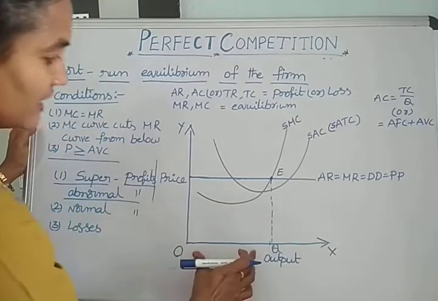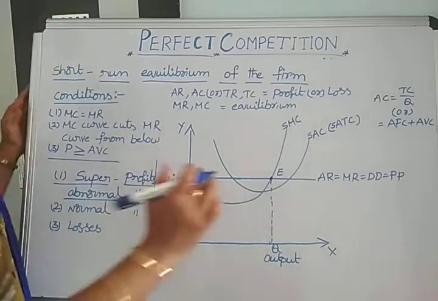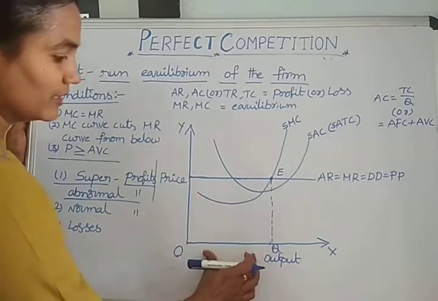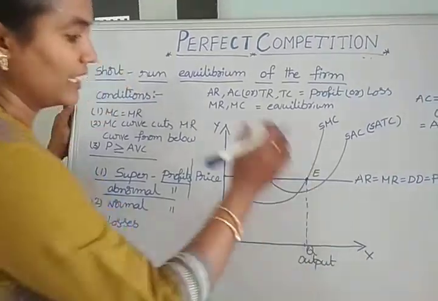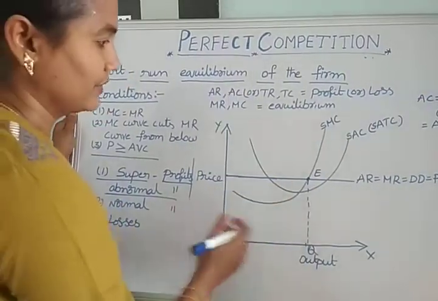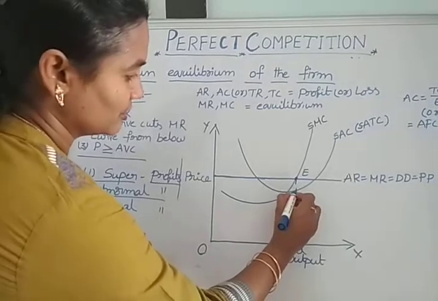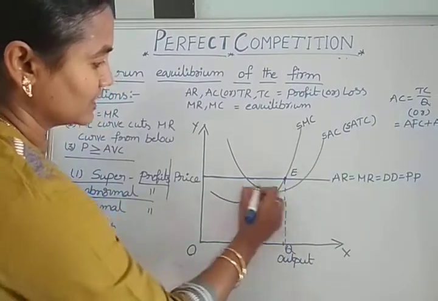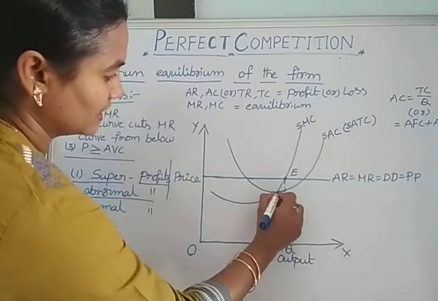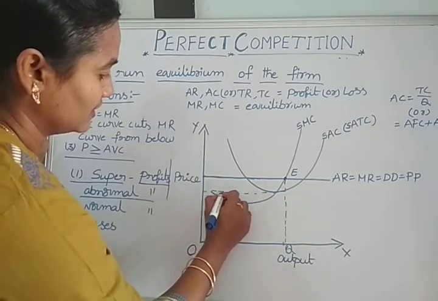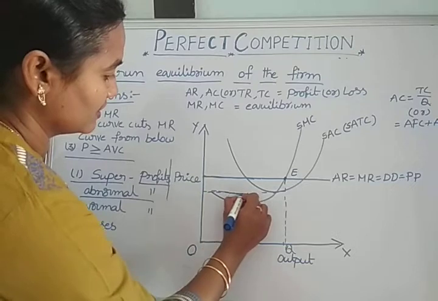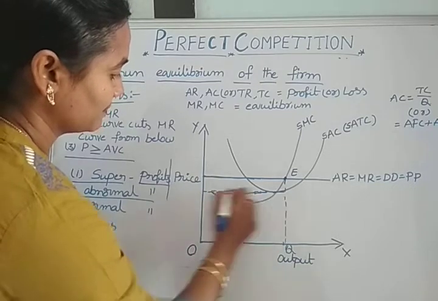If we produce this level of output, then what about the price and the revenue? How do we find them? The same output line touches the average cost curve, which gives the cost of production. So here is the average cost. This is the cost of production. Then we draw one line here. This is the average cost.